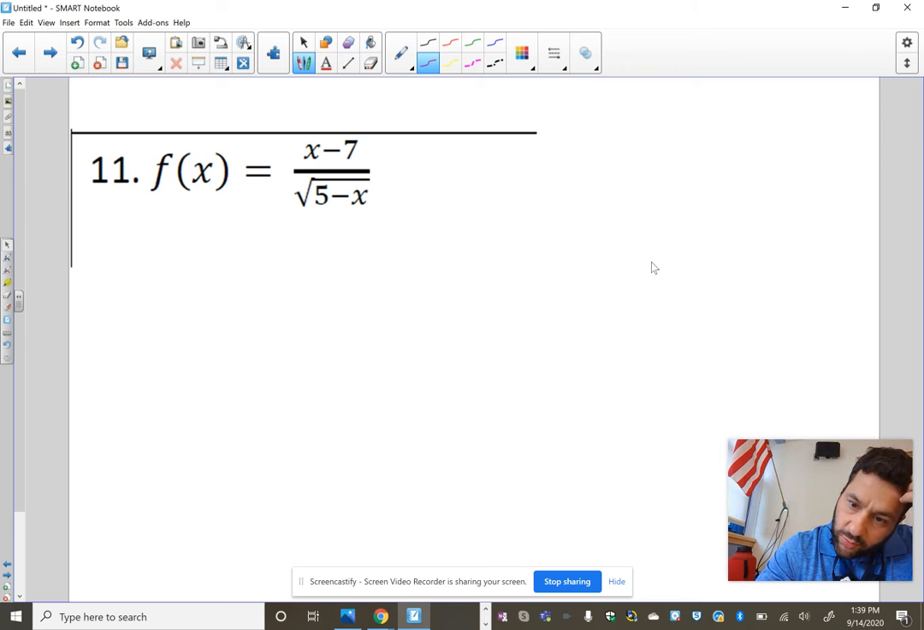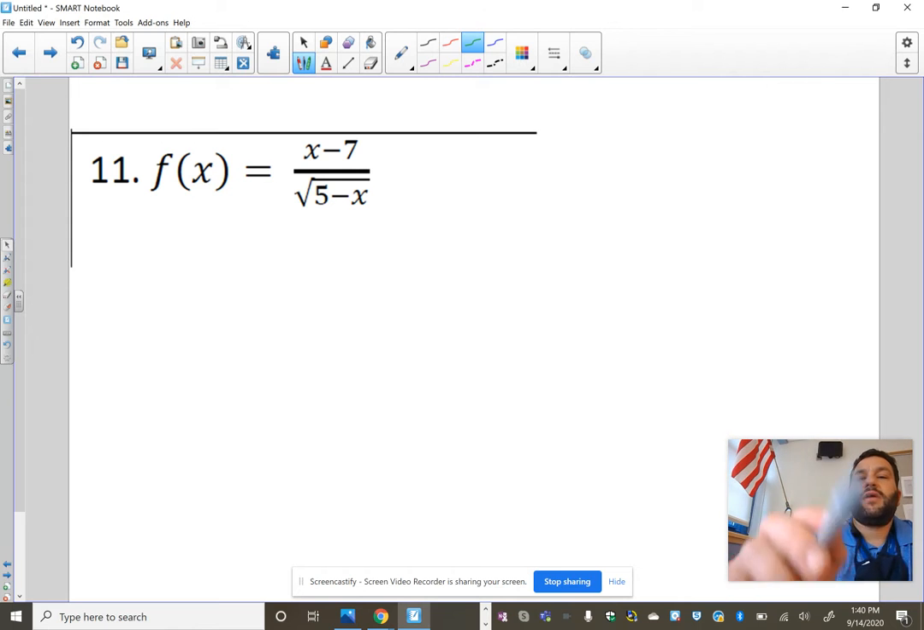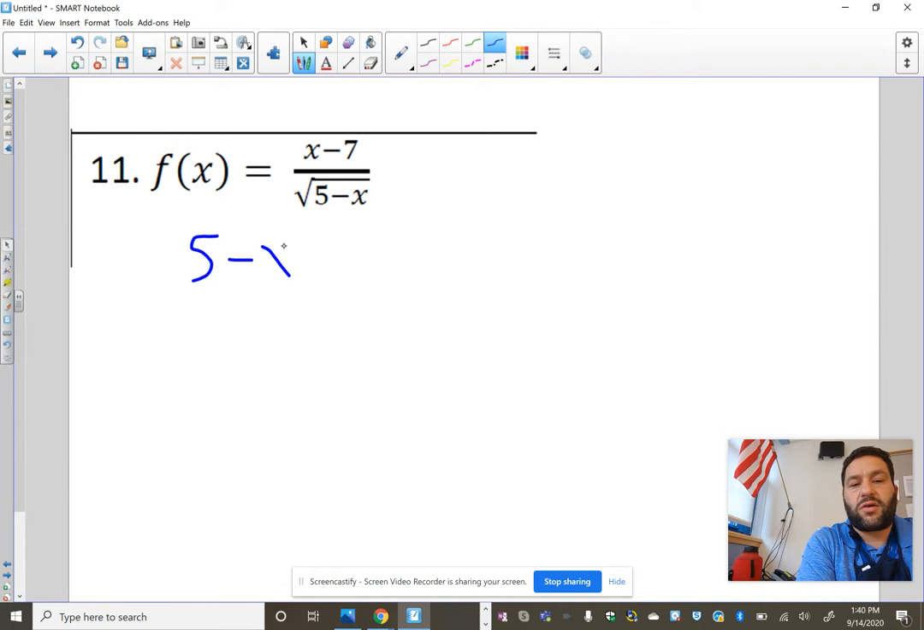Okay, so in this problem, we're starting to tie everything together. Remember that the first couple problems we did, we said the denominator cannot equal 0, but we also said that anything underneath a radical, an even radical, cannot be negative. So the first thing we want to do is practice what we did in 10, where underneath the radical must be greater than or equal to 0, and we solve.